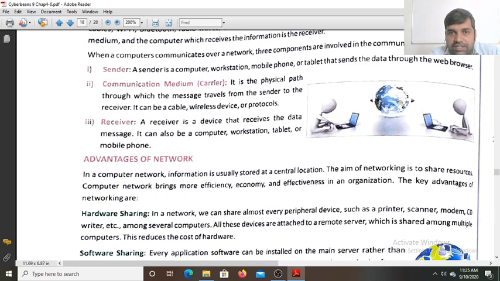Third is the receiver. A receiver is a device that receives the data message, and that device can be a computer, workstation, tablet, or mobile phone. As you can see in the diagram, this is the sender and this is the receiver. Both are situated at different locations of the earth.